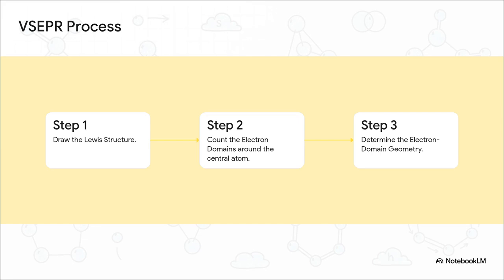And using it is a pretty straightforward three-step process. First, you've got to have the right Lewis structure. That's your foundation. No getting around that. Second, you count what we call electron domains around the middle atom. Now, a domain is just a fancy word for a region of electrons. A single bond, a double bond, a triple bond, or a lone pair. Each of those counts as just one domain. That's it. And then finally, that number of domains tells you the basic geometry.